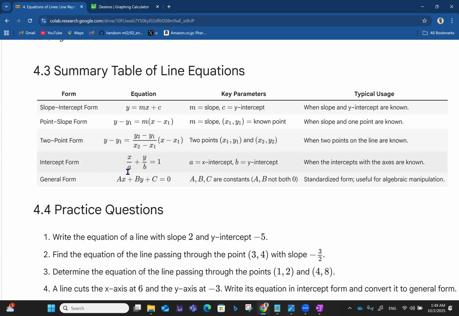For the intercept form, you have x over a plus y over b equals 1. So a is the x-intercept, where the line cuts the x-axis. b is the y-intercept, where the line cuts the y-axis. So the typical usage is when the intercepts on the axes are known.